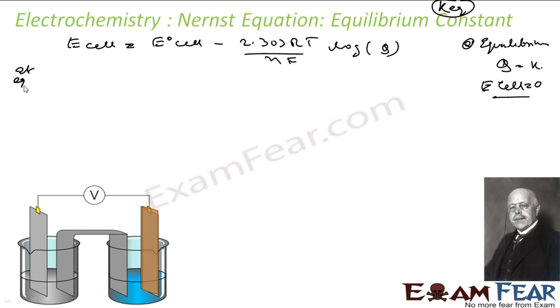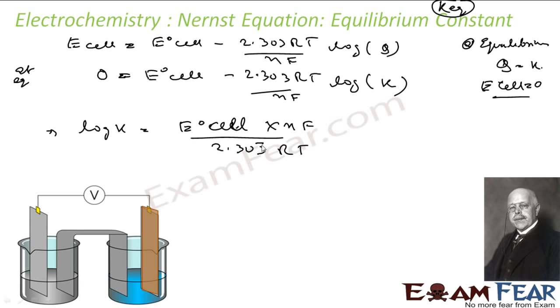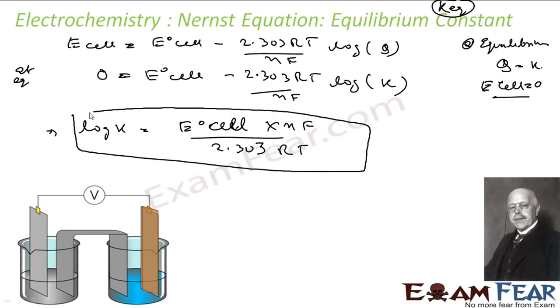So at equilibrium, 0 equals E naught cell, which is a standard value we can't change, minus 2.303 RT by nF log K, as Q becomes K. With this, log K is E naught cell into nF by 2.303 RT. That is the formula. With this you can easily find the equilibrium constant K for a cell.